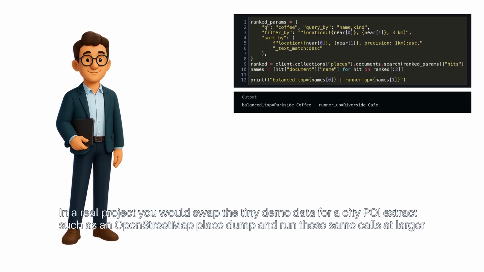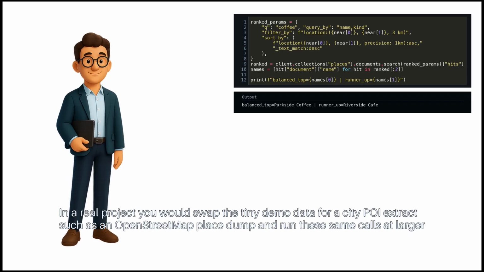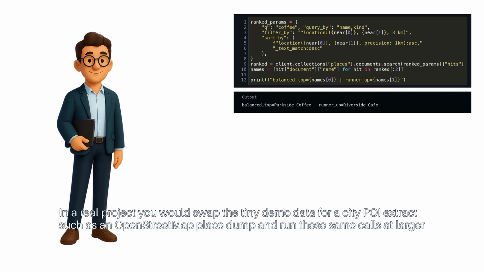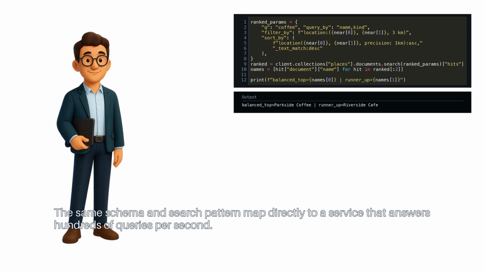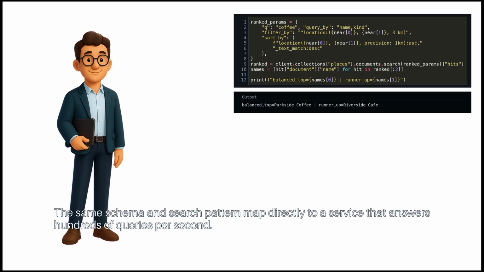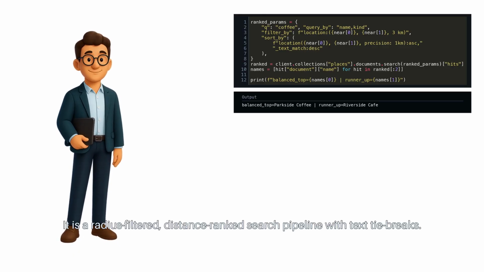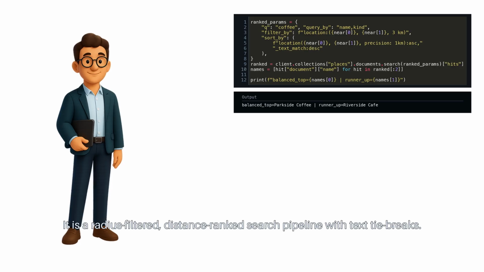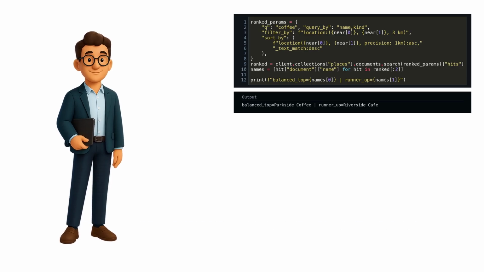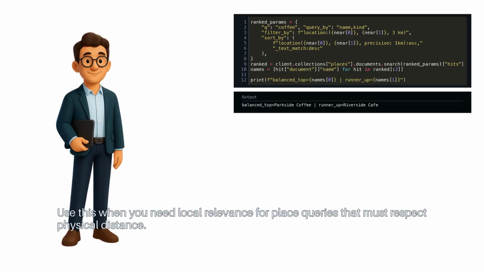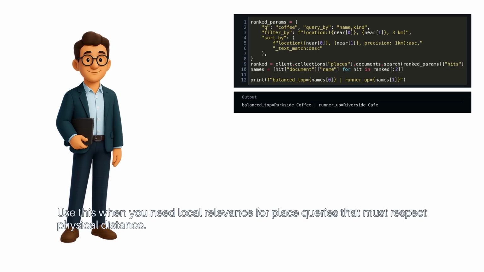In a real project, you would swap the tiny demo data for a city POI extract, such as an OpenStreetMap place stub, and run these same calls at larger scale. The same schema and search pattern map directly to a service that answers hundreds of queries per second. What we built, in short, is a radius-filtered, distance-ranked search pipeline with text tiebreaks. Use this when you need local relevance for place queries that must respect physical distance.